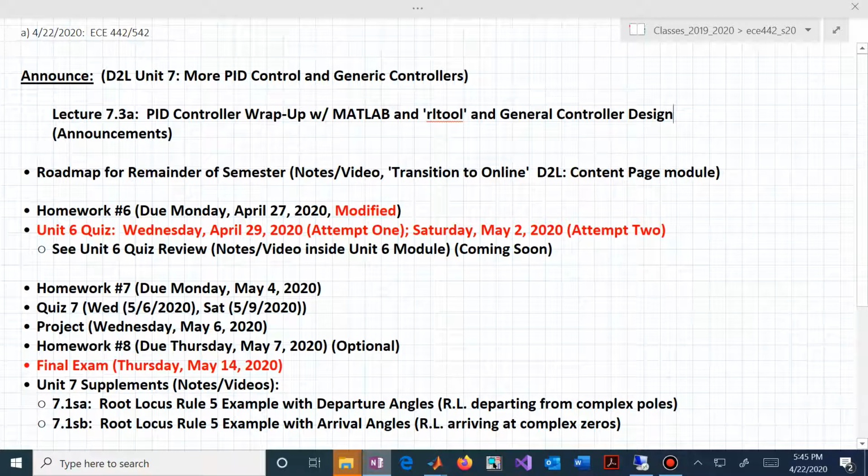This is our last lecture in Unit 7, Lecture 7.3. This unit is dealing with PID control and the generic controllers, and this last set of lectures in Lecture 7.3 will be a wrap-up on our controller design using the PID controller, and we'll try to illustrate MATLAB with one particular tool that's useful for root locus design, rltool for root locus tool, and then we'll go into more general controller designs, what happens when we have naturally unstable systems, or what happens when we have non-minimum phase systems.